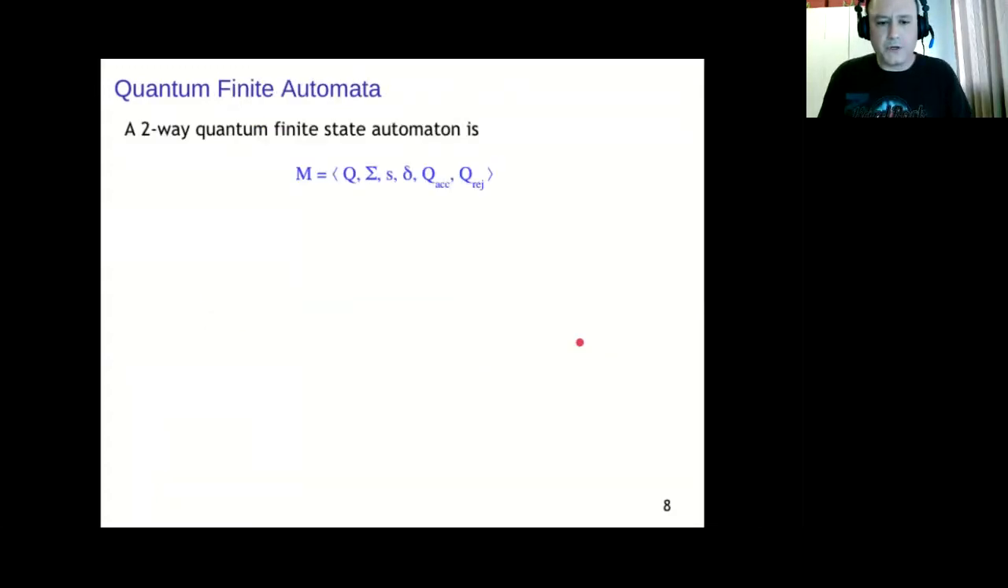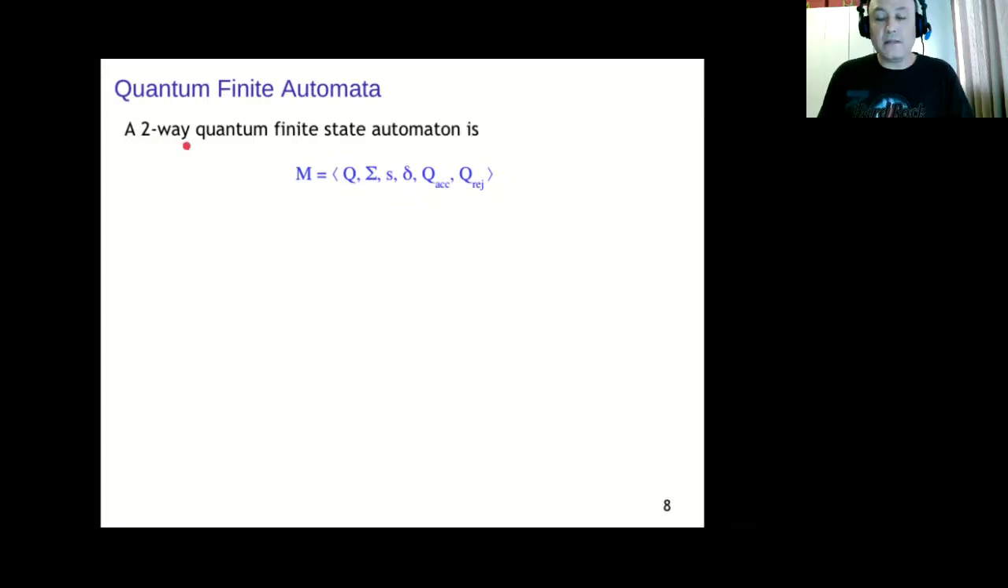If we want to study quantum automata, it's probably the simplest way of quantum computation we can have. Now, a two-way quantum finite automaton is like any other automaton. We have a set of inner states, an alphabet, a starting state, a transition function, and a set of accepting and rejecting states, right?